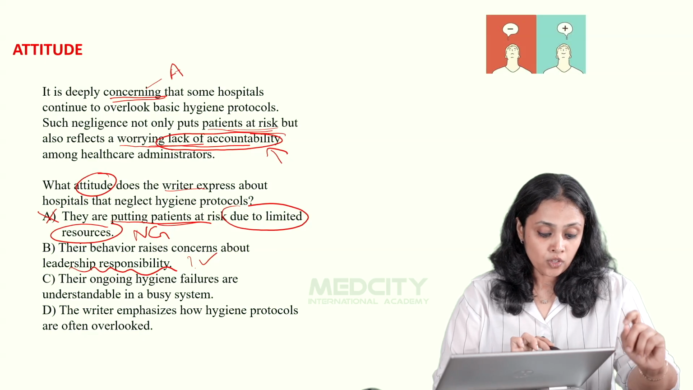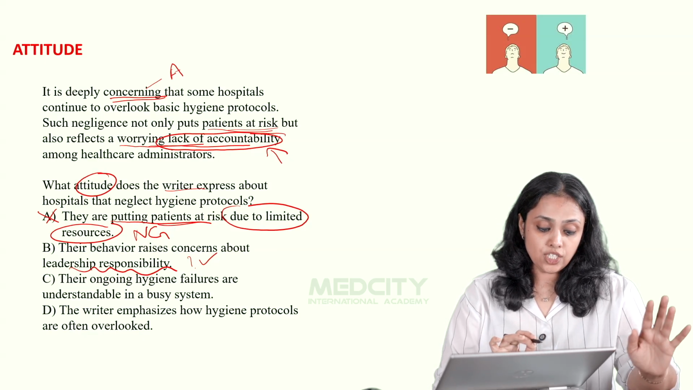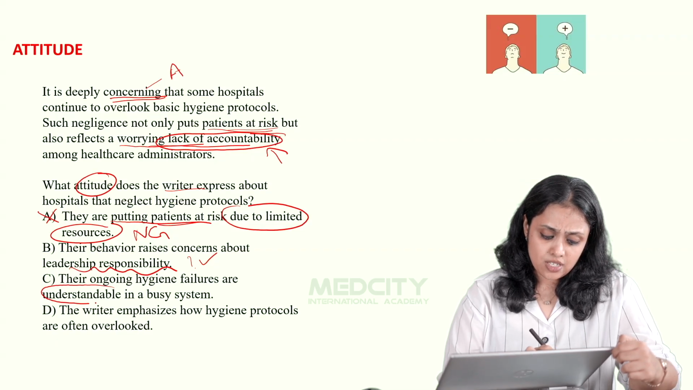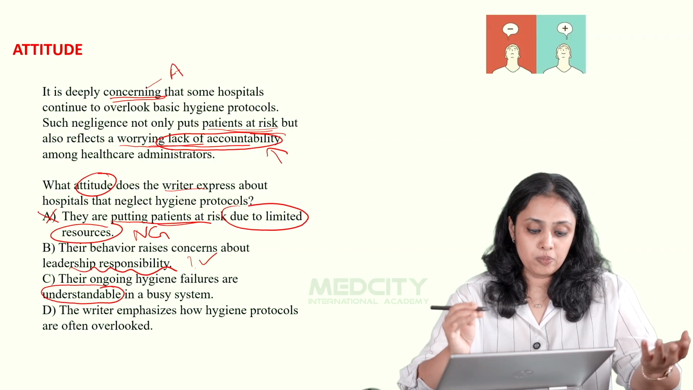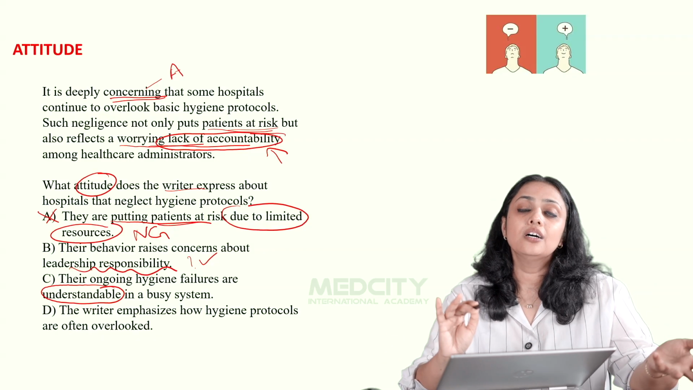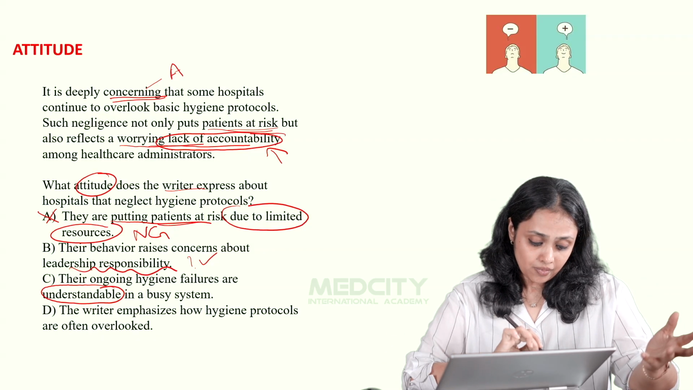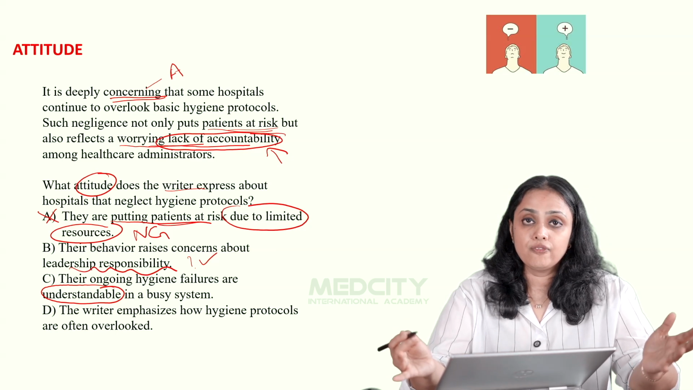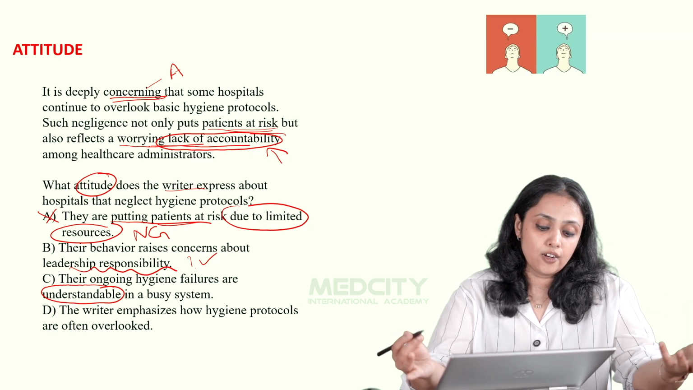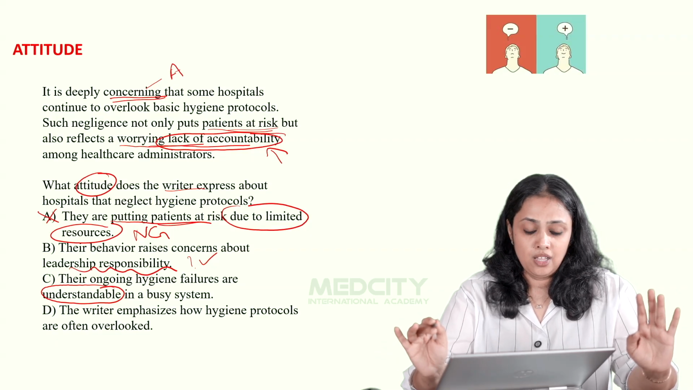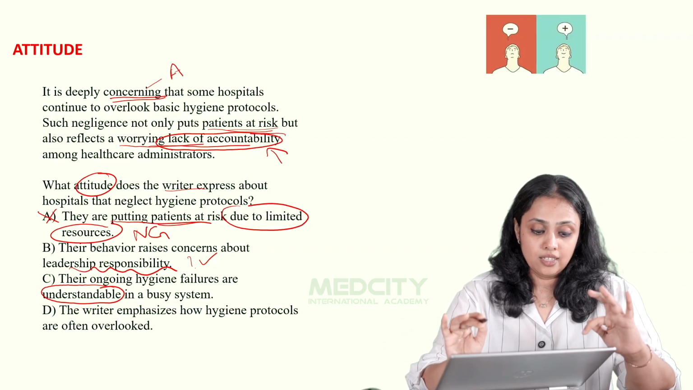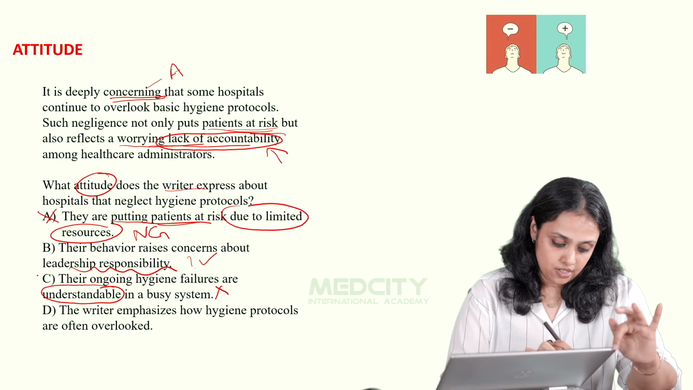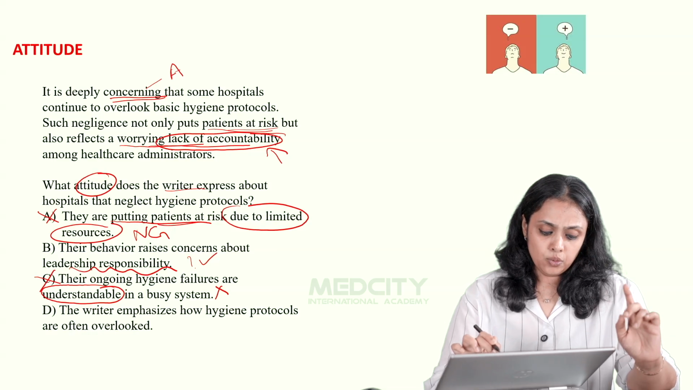Let's not conclude. Option C: their ongoing hygiene failures are understandable in a busy system, which means that the writer is supporting these hospitals who overlook hygiene protocols. As per this option, the writer says it's because the healthcare professionals are really busy and not able to take care of the hygiene protocols. It is understandable. No, it's completely contradicting. The writer is really concerned about that. So we cannot choose this as the right answer. It's completely wrong. Then what about the last option?